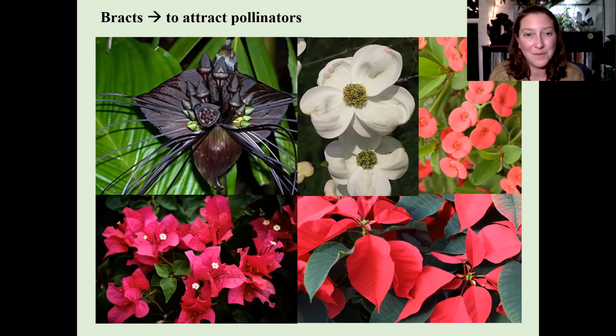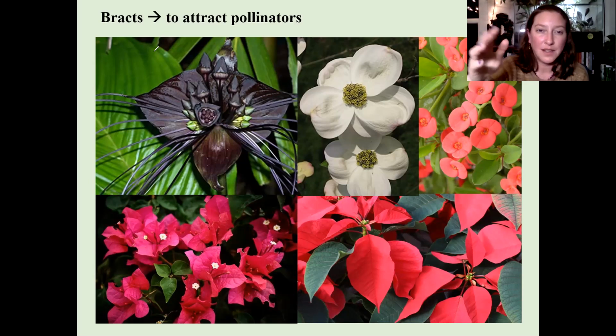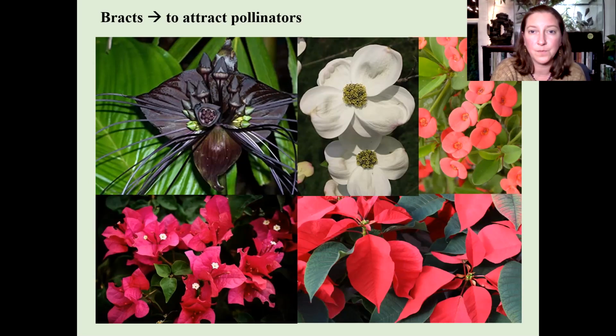That plant is a bat flower. That's the common name of that plant, so that it looks like a bat, right? And so it's actually pollinated by bats as well. So anyways, bracts are showy. They're leaves, but they're showy, and their job is to attract animals to the plant to help with pollination.